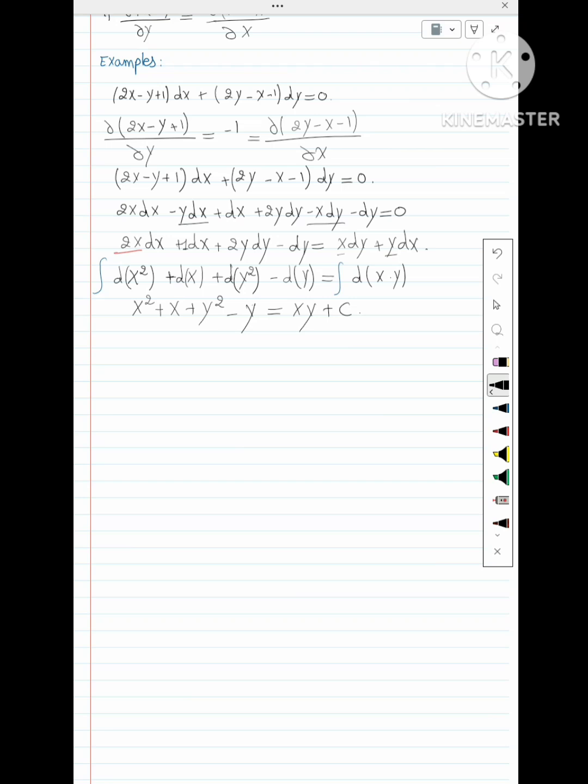I'm not going to deal with a second method. I just want you to focus on this method, since it is easy and simple.